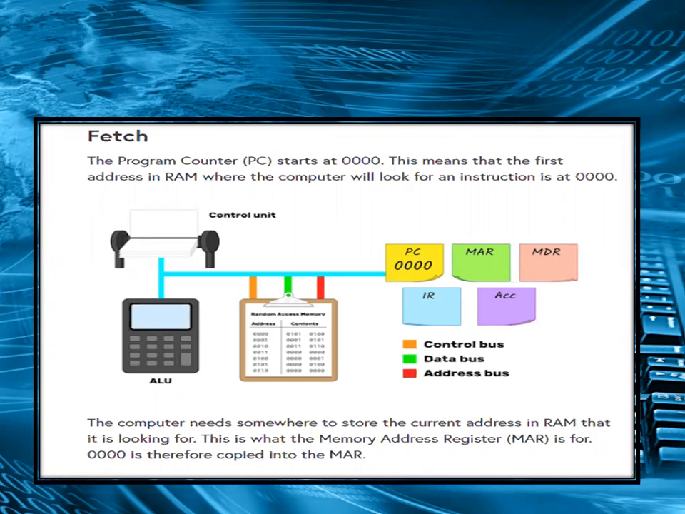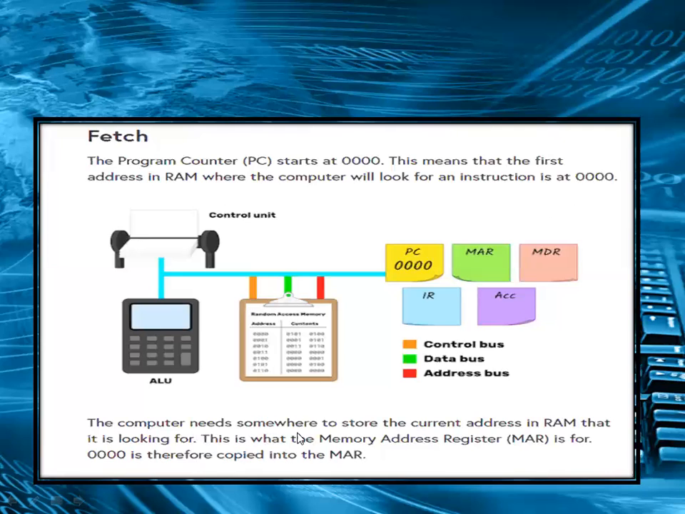Okay, this is one example. Here we have registers: program counter, MAR, MDR, IR, and accumulator register. And here we have a control bus, data bus, and address bus. The program counter starts from 0000, which means that this is the first address in RAM where the computer will look for an instruction.